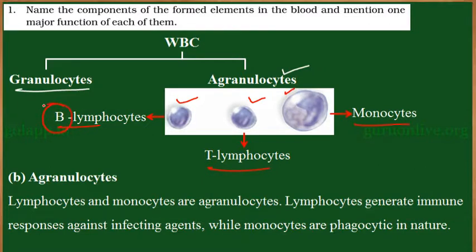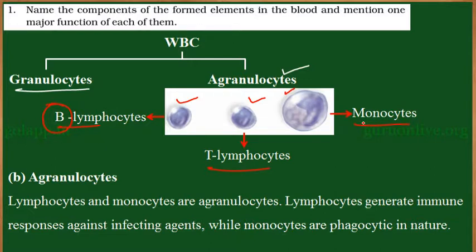Now the term B represents the place where these cells get matured. B is for bone, these cells get matured in the bone, and T stands for thymus. Now T lymphocytes mature in the thymus, so we call them T lymphocytes, and B lymphocytes mature in the bone, so it is represented by the term B.